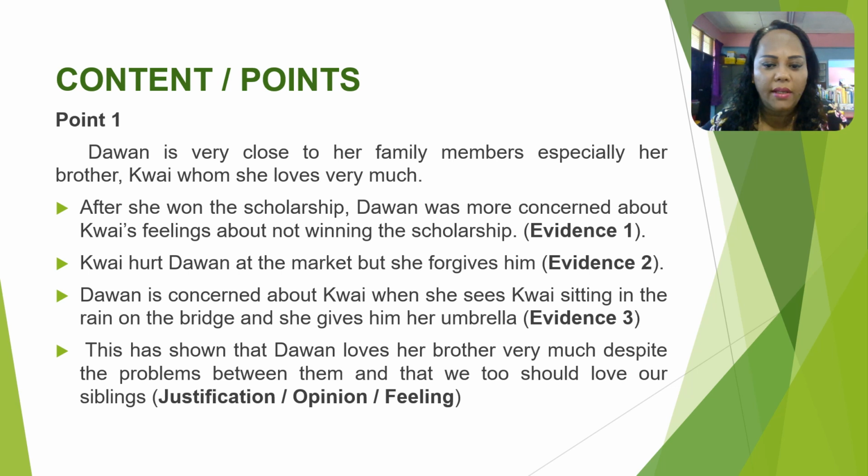The first one being, Dawan was more concerned about Kwai's feelings after winning the scholarship. Okay, the second evidence is when she forgives her brother Kwai when he hurts her. And the third evidence is when she is concerned about Kwai when she sees Kwai sitting in the rain on the bridge. Okay, now you can end with your justification or opinion or feeling. Okay, for example, this has shown that Dawan loves her brother very much despite the problems between them and that we too should love our siblings.